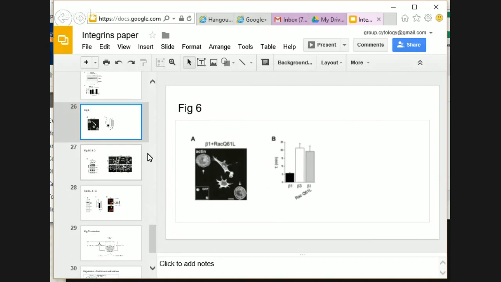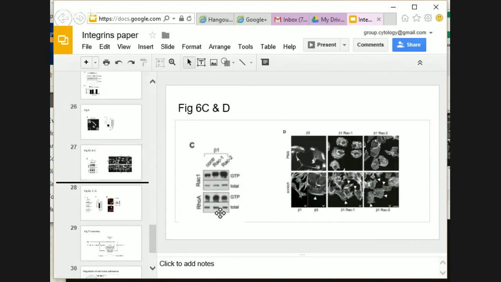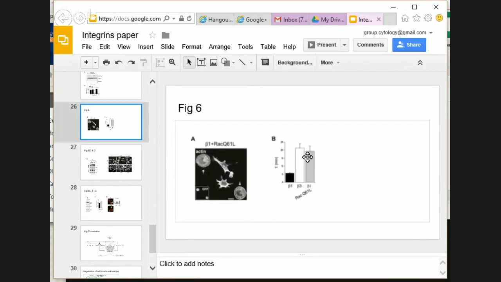in GE beta 1 cells. The expression of RacQ61L caused a conversion of beta 1 cells to beta 3-like morphology, which caused an almost equal level of GFP-paxillin dynamics in both beta 1 and beta 3 cells. So see, the levels are almost the same.